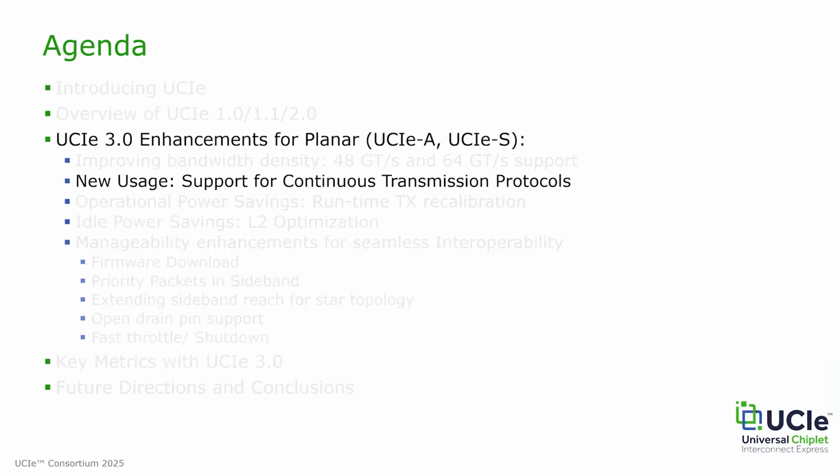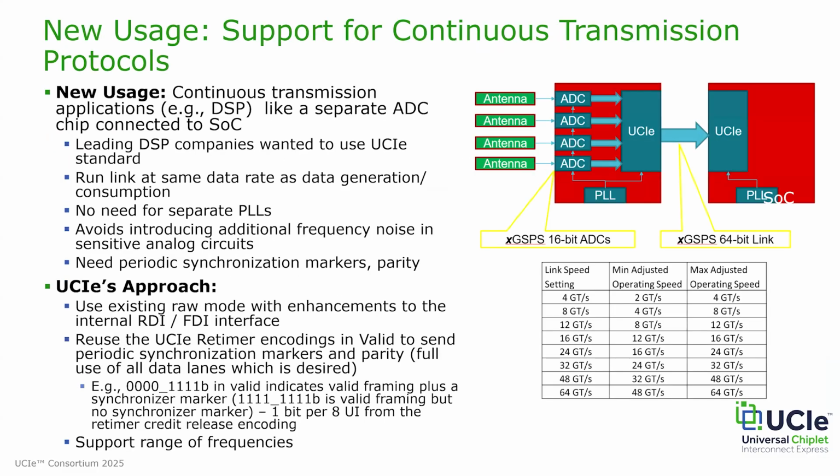Now let's switch gears and talk about a new usage model, which is the support for the continuous transmission protocol. The applications are things like a DSP circuit, right? So for example, you have a DSP circuit here, and you're doing all the signal processing, and then you're sending off the bits to this SoC that is over here, right? That's roughly the idea. These kinds of applications are characterized by the need for uninterrupted data transmission, and it's needed for maintaining the integrity and accuracy of these tasks.